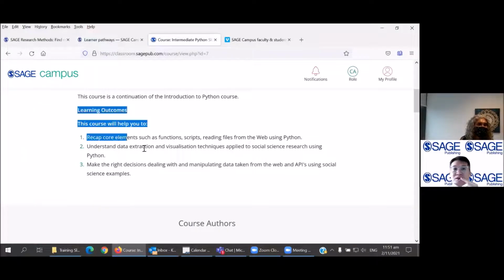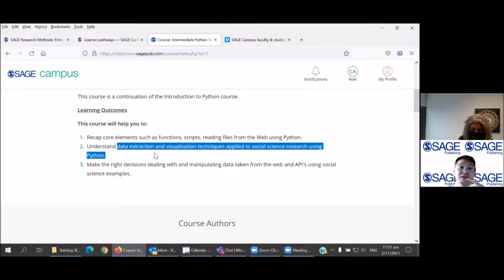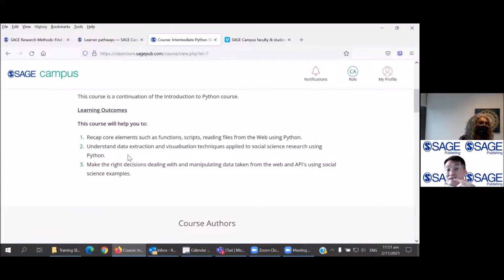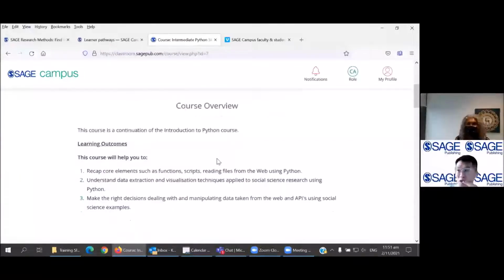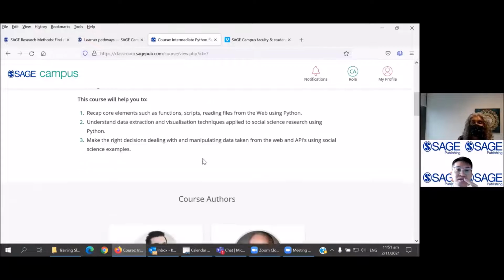So for example, here you can very clearly identify there are 3 learning outcomes. Be it a recap on the functions such as scripts, reading files on the web using Python, or maybe you would like to do data extraction. I know this is already at a second level because we are talking about intermediate. If today you are looking at the introduction, then it will be much simpler, at the entry level for learning Python, as well as the web and APIs, on the social science example.